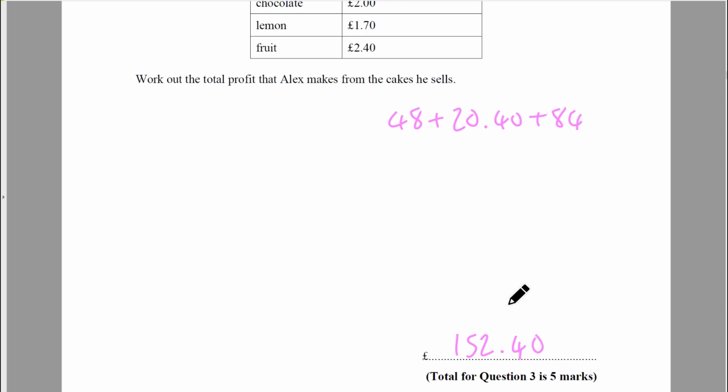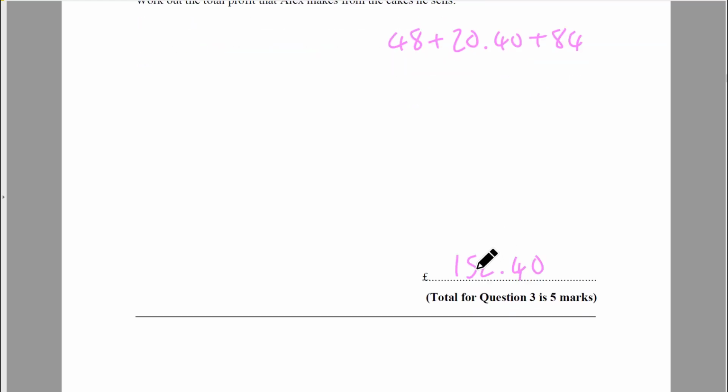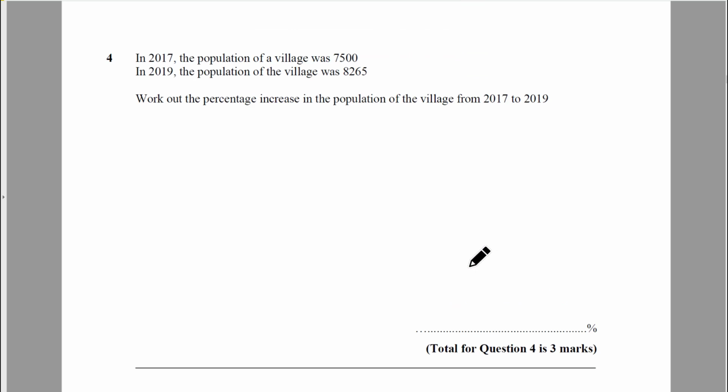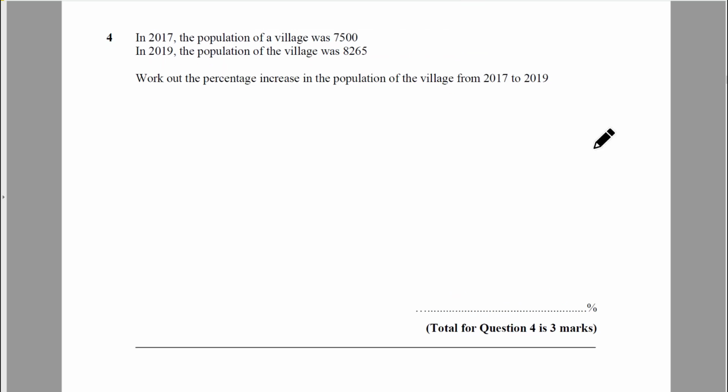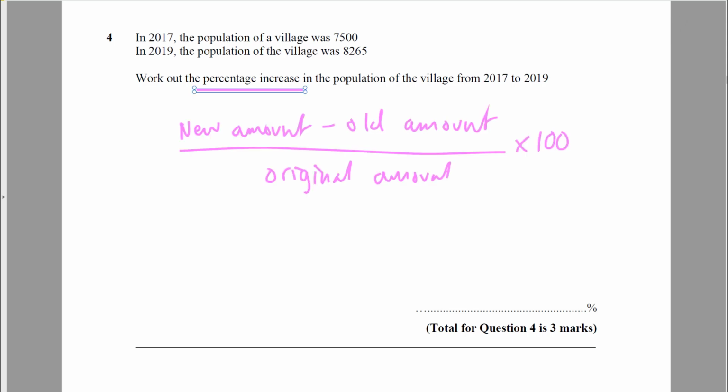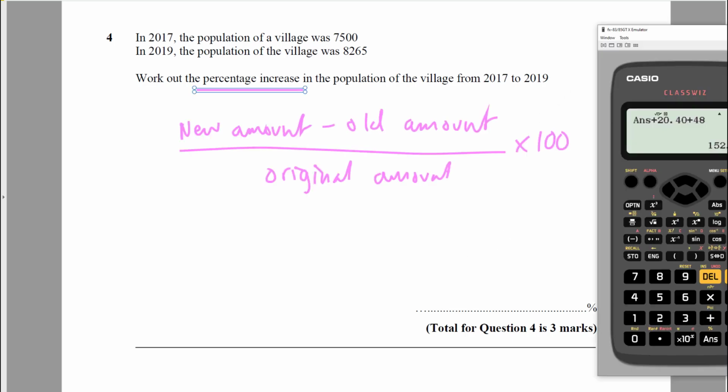Right, so do show your full lines of working out. Not worth losing marks there. Question 4. Have a read of that. That is percentage increase. So percentage increase is the new amount minus the old amount or original amount divided by the original amount. That should make sense because you're finding the number it's increased by.